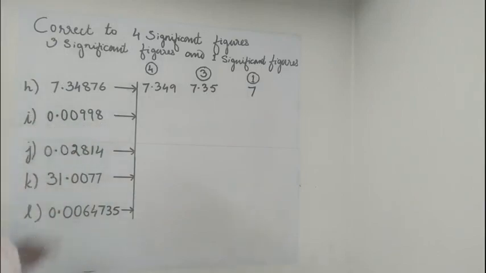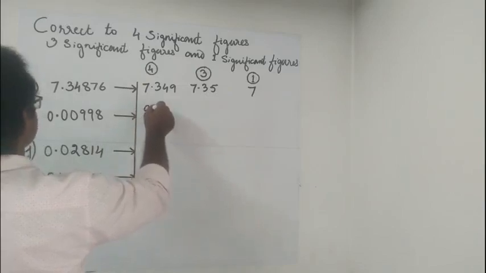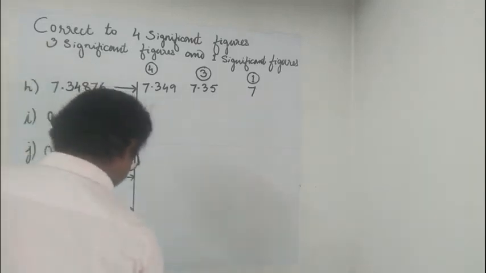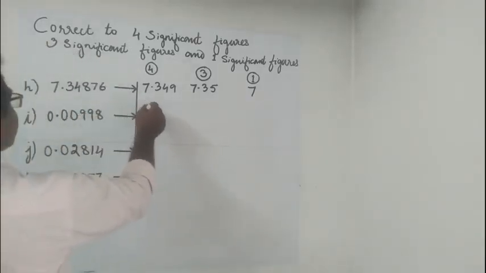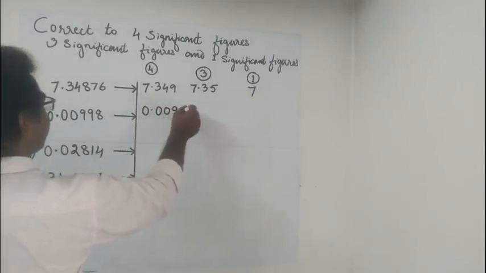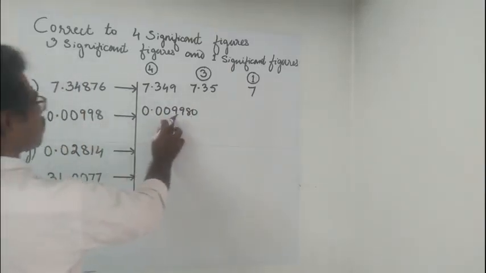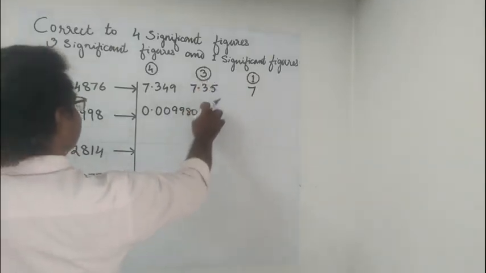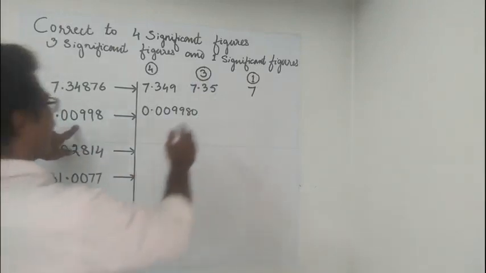Next, 0.0098, 4-digit number. Sorry, 0.009980. So we want a 4-digit number. So we add 0 here. So 9980. Next, 3-digit number, 3 significant figures. So only we need 3. So simply write down this as it is.